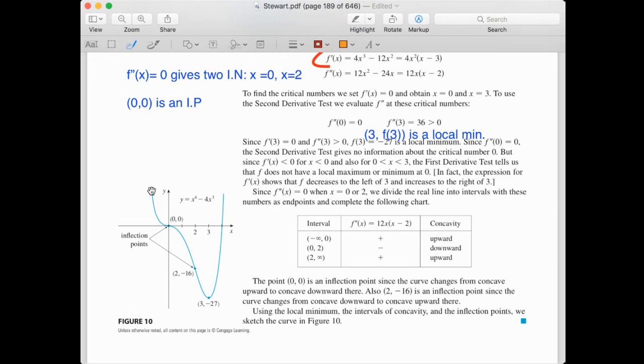That's how we use the second derivative test in this kind of graphing skills. Okay, if you have any questions, stop me anytime.